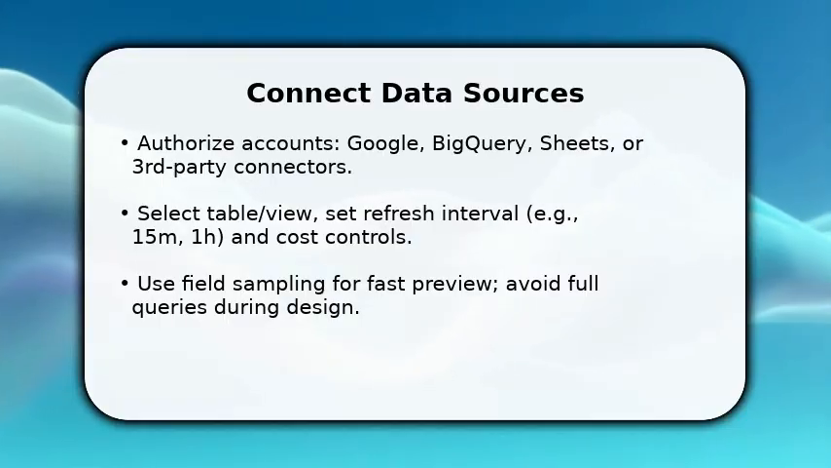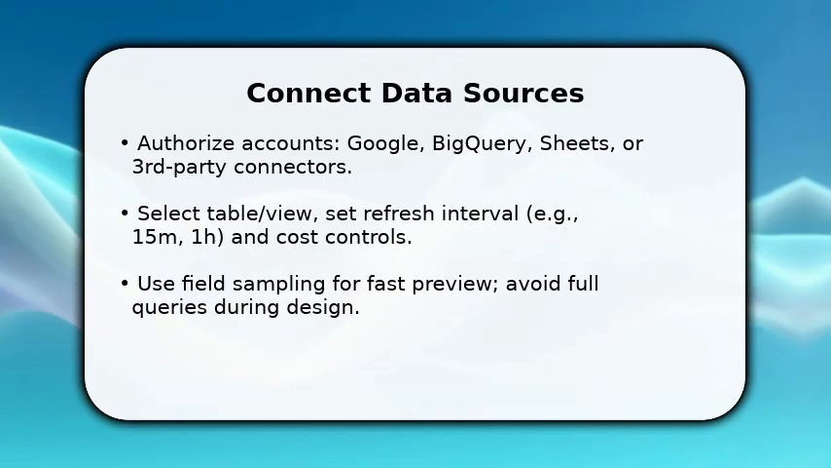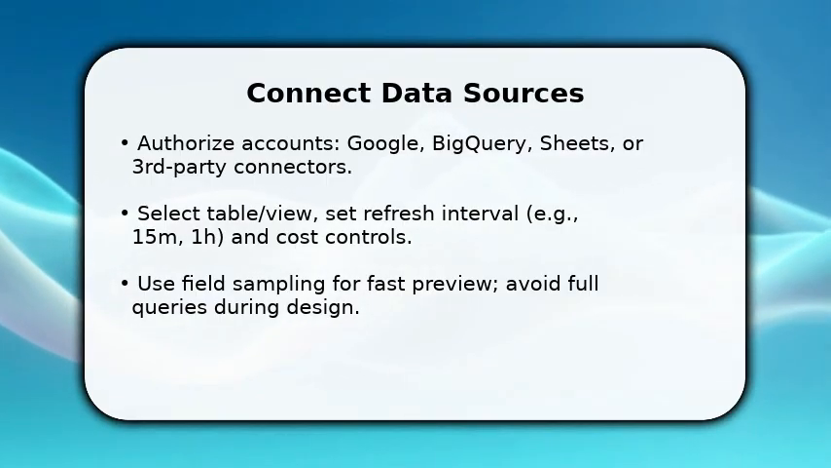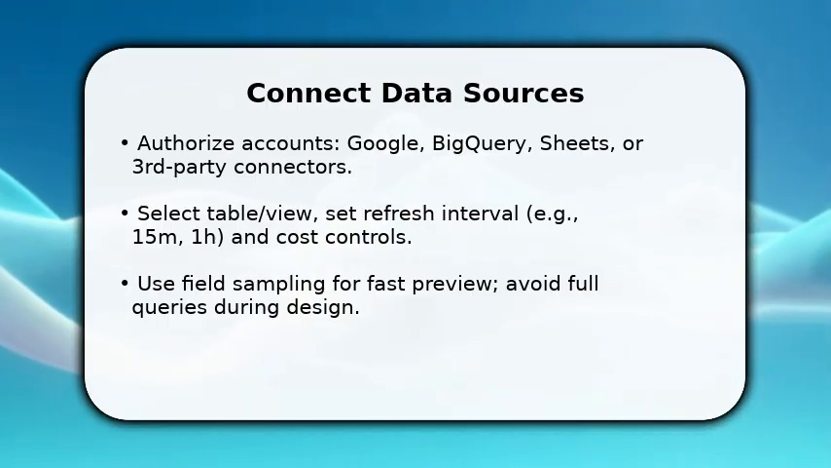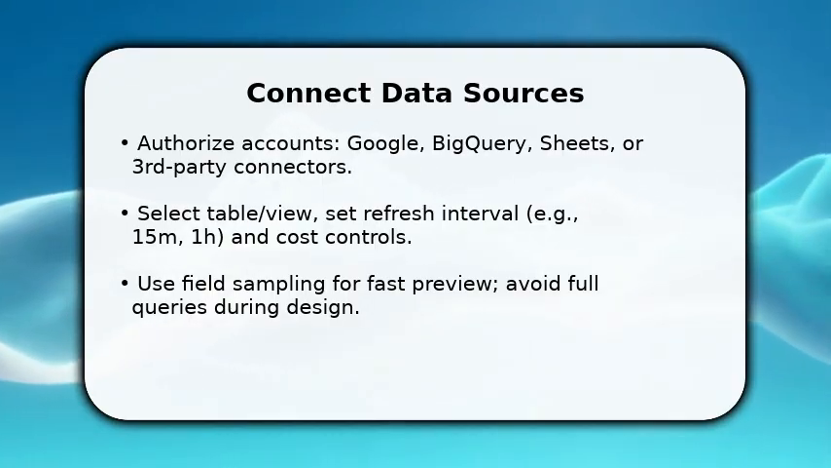You start by linking your data, authorize Google accounts, and add BigQuery, Sheets, or a connector. Connect the exact table or view you need, then set refresh cadence such as 15 minutes or 1 hour to control cost and latency. Once linked, sample fields to preview types and spot anomalies. This prevents heavy queries while you design.